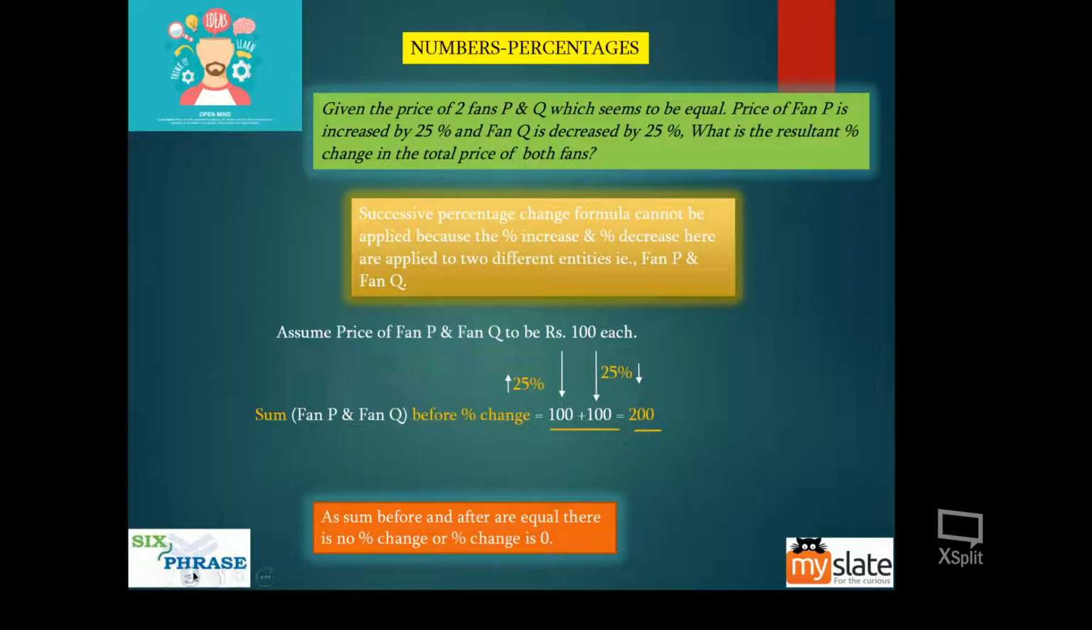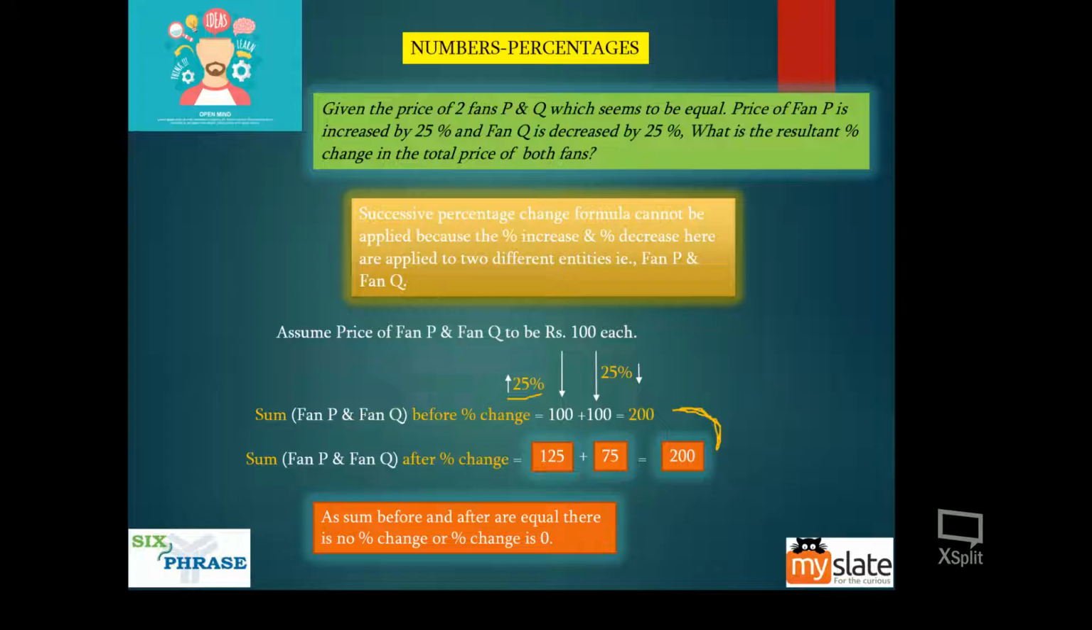So you just do normal processing. What is the sum of P and Q after percentage changes? Increase 100 by 25 percent, you get 125. Plus, you decrease 100 by 25 percent, you get 75. Now what is the sum? 200. Now is there any change before and after? There is no change, right?